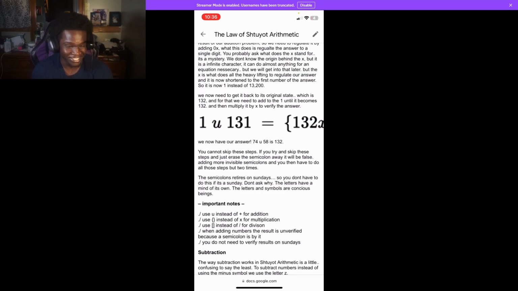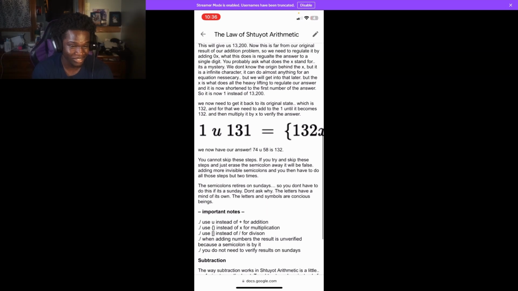We now have our answer. 74U58 is 132. You cannot skip these steps. If you try and skip these steps and just erase the semicolon away, it will be false. Add in more invisible semicolons, and then you will have to do all those steps but 2 times.